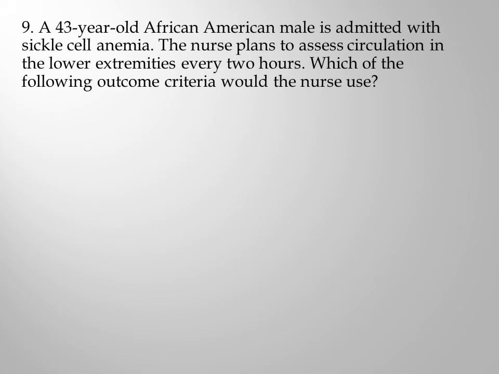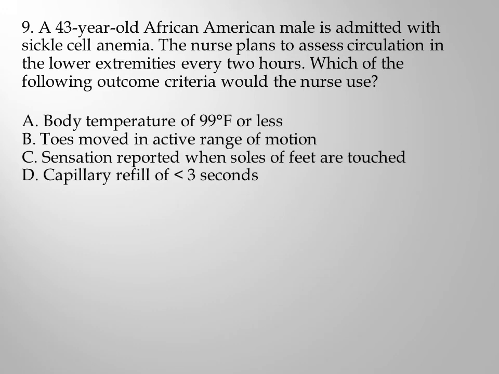A 43-year-old African American male is admitted with sickle cell anemia. The nurse plans to assess the circulation in the lower extremities every 2 hours. Which of the following outcome criteria would the nurse use? The options are A. Body temperature of 99 degrees Fahrenheit or less, B. Toes moved in active range of motion, C. Sensation reported when the soles of feet are touched, and D. Capillary refill of less than 3 seconds. And the answer is option D. Capillary refill of less than 3 seconds.